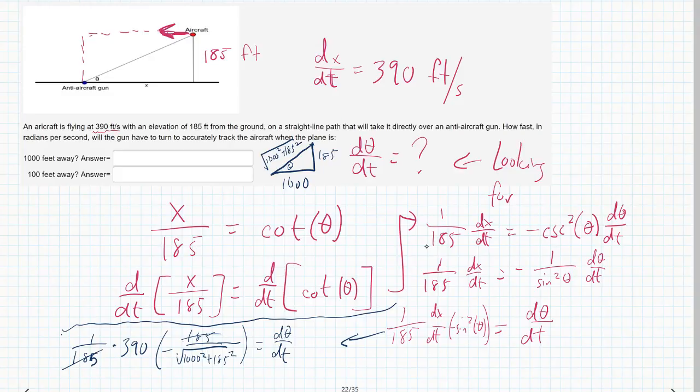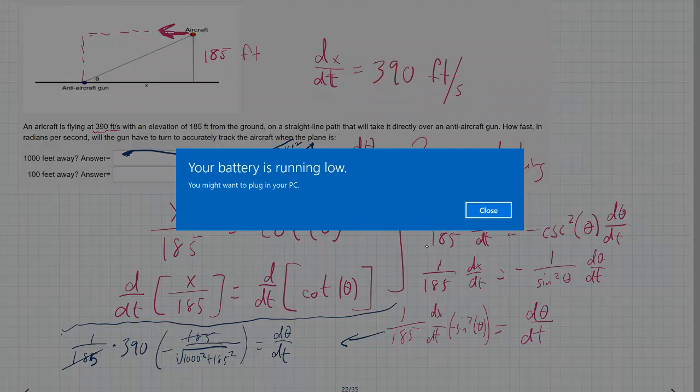Now, how fast in radians per second? So the negative is referring to going the other direction here, as we're trying to track it. So you can actually turn it to positive if you want, to talk about how fast. So we'll drop that negative symbol in terms of our final answer.